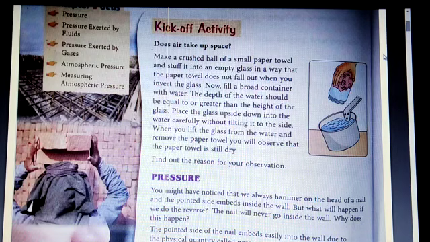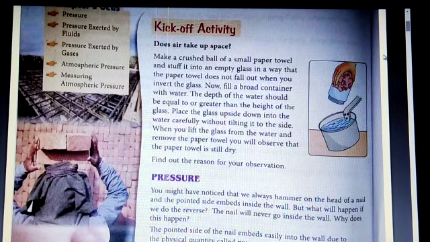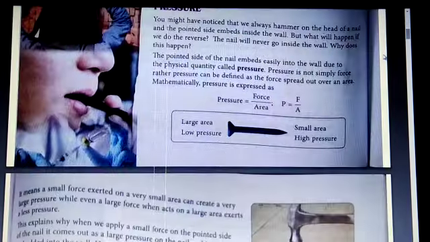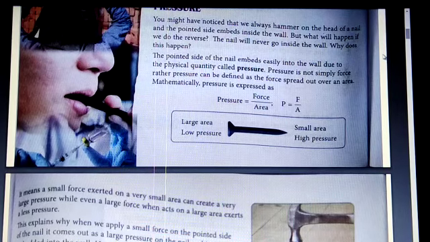Now next we'll start the topic pressure. Now what is pressure? Force applied over an area is known as pressure. This has been explained with the help of a number of examples. All of you must have hammered on the head of a nail, and we always use the pointed side. Embed means we have to insert that pointed end towards the inside of the wall. So we hammer on the head of the nail.